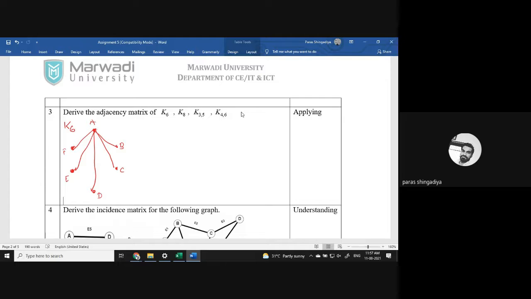Similarly, repeat for B also. B should be connected with all the vertices. B to A is already connected, so do not create another edge. That is already fixed. B to C is remaining, B to D is remaining, B to E is remaining, and B to F is remaining. That is for B. Now do it for vertex C. C to A and C to B are already connected. C to D is remaining, C to E is remaining, and C to F is remaining.